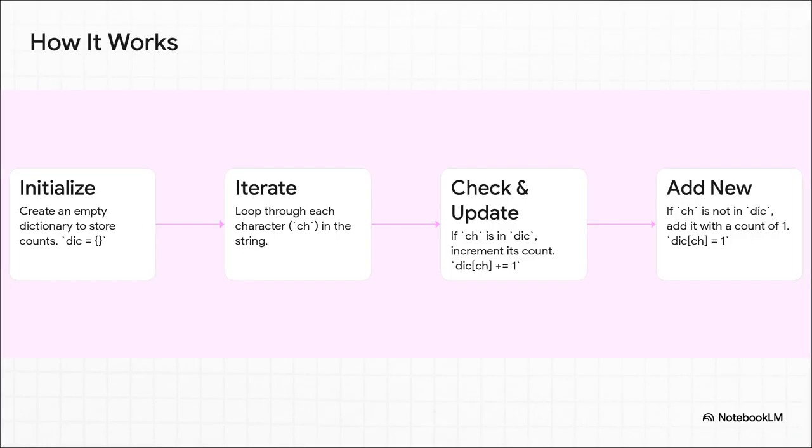And here's how we do it. It's actually pretty straightforward. First, you just create an empty dictionary. Then you loop through the string, one character at a time. For each character, you ask, "Hey dictionary, have I seen this letter before?" If the answer is yes, you just add one to its count. If the answer is no, you add it to the dictionary for the first time with a count of 1. And you just keep doing that all the way to the end of the string.